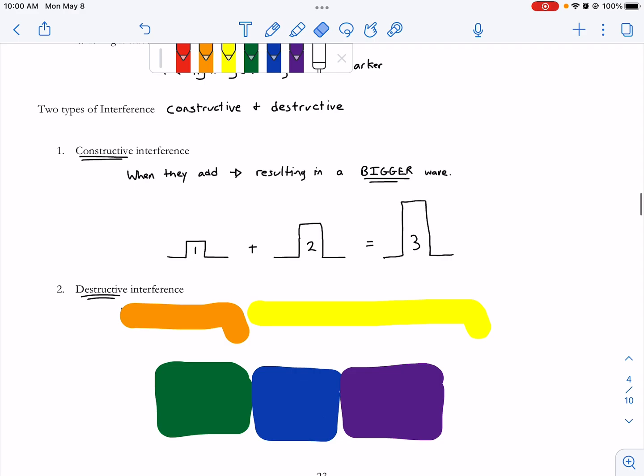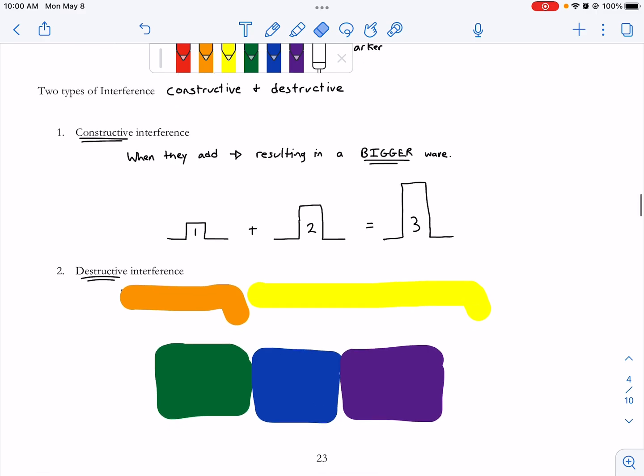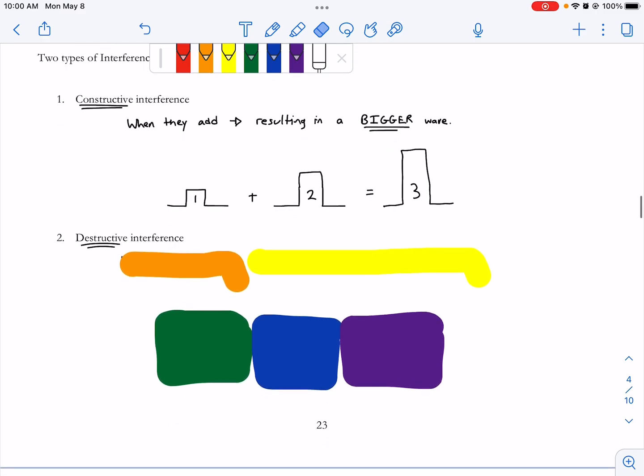Now, those waves might be coming toward each other, or they might be going at some weird angle, but they end up in the same place at the same time. They get bigger. Now, destructive interference is the opposite of that, so that's when they subtract.